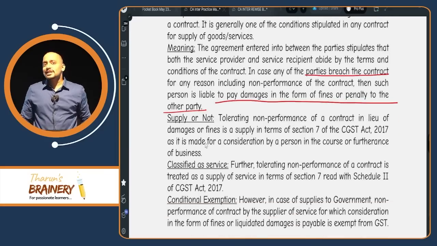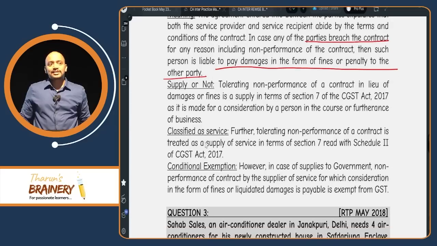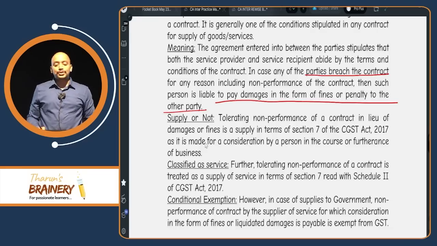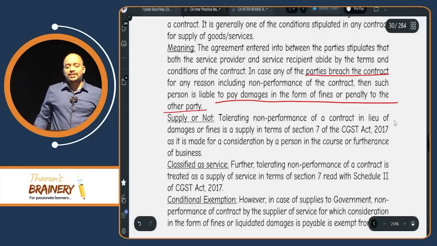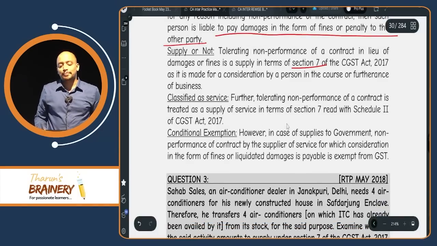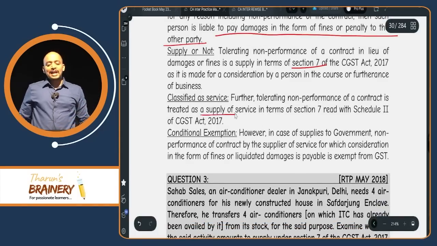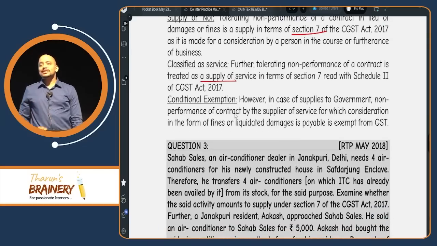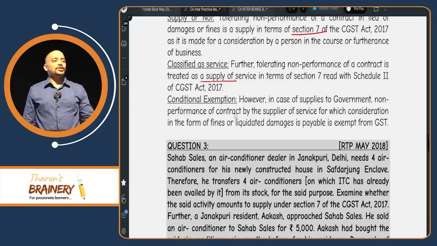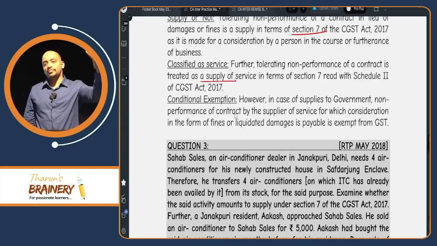So, is consideration for tolerating an act, so is this damages coming under consideration to tolerate an act, and will it become supply? Yes. So, tolerating non-performance of a contract is supply under section 7. And also it will be treated as supply of goods or supply of service? Supply of service. And there is one exemption in this case. Any consideration received by government by way of tolerating non-performance of a contract is exempted.